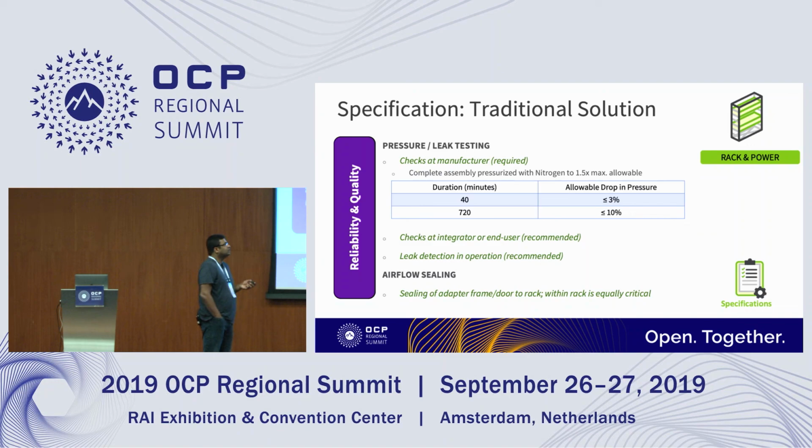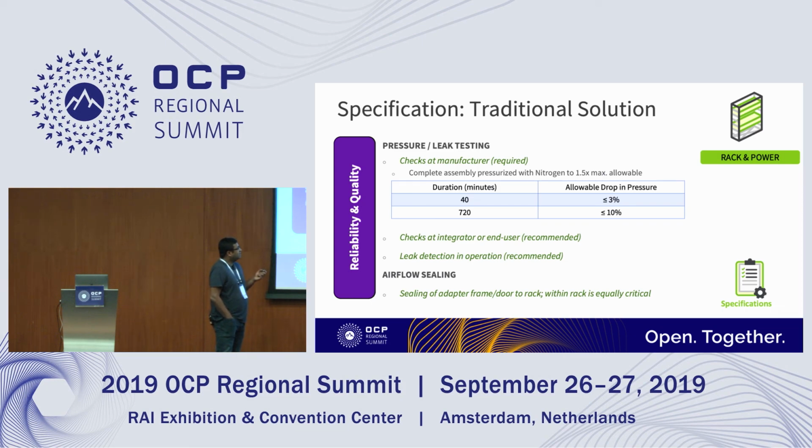But two general reference points that were defined by the community is you do a pressurized nitrogen test at 1.5 times the maximum allowable, which in the previous slide was 1,000 kilopascals. And if you're doing the test for a duration of 40 minutes, then the allowable drop in pressure over that duration is less than 3%. And if you're doing it overnight, keep it under 10%.